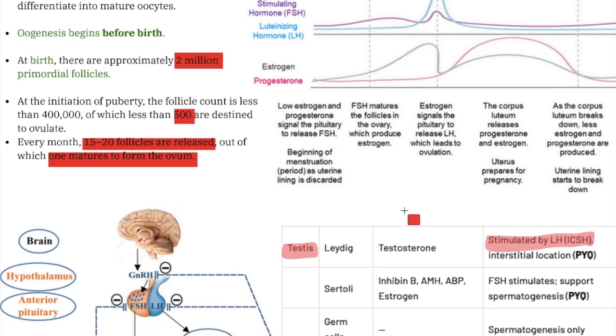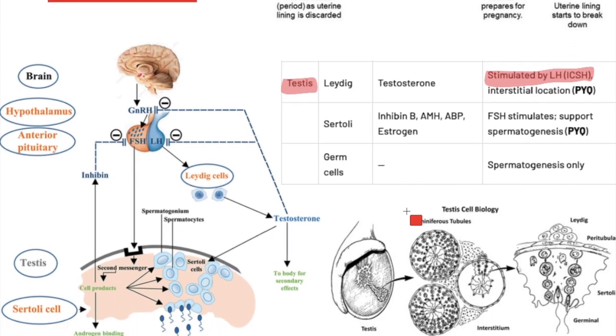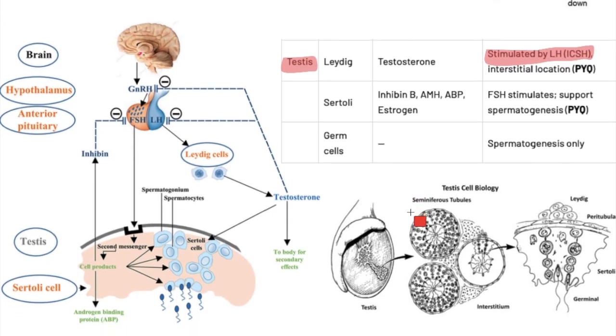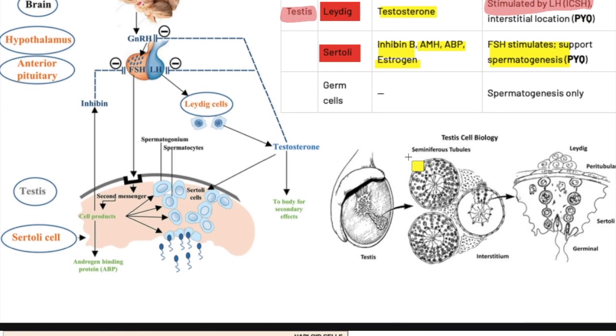In the male system, we have spermatogenesis. This process is supported by two main cell types in the testes. Leydig cells, found in the interstitial tissue, are stimulated by LH to produce testosterone. Sertoli cells are stimulated by FSH and play a crucial role in supporting the developing sperm cells. They secrete hormones like inhibin B and produce androgen-binding protein, or ABP. The germ cells themselves are dedicated solely to spermatogenesis.